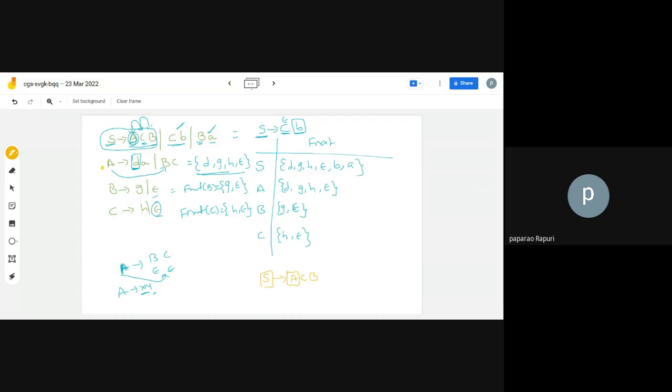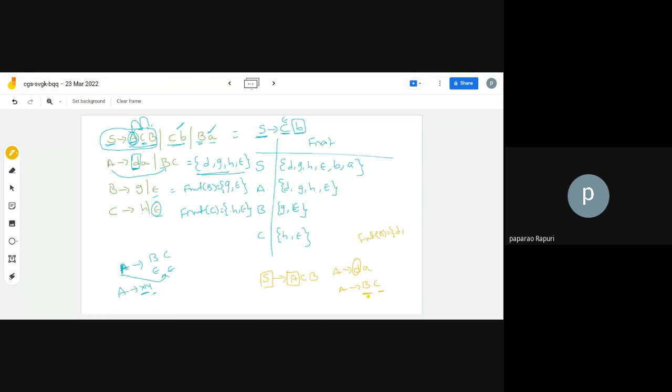For that purpose, I move to here. Here we are having A derives dA. From this I can write first of A is equal to small d. We are having one more production. The production is A is deriving BC. Here B is producing epsilon and C is also producing epsilon.